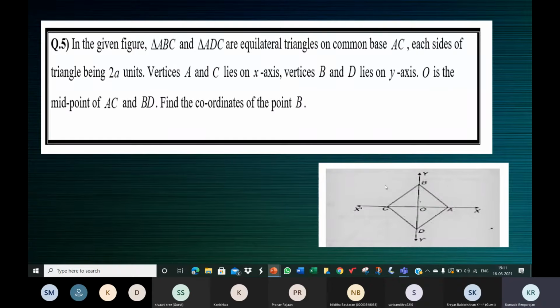Vertices A and C lie on the x-axis. B and D are on the y-axis. We see it in the figure. The figure is given to us. O is the midpoint of AC and BD. O is the midpoint of AC as well as BD. Now with all these details, find the coordinates of the point B.